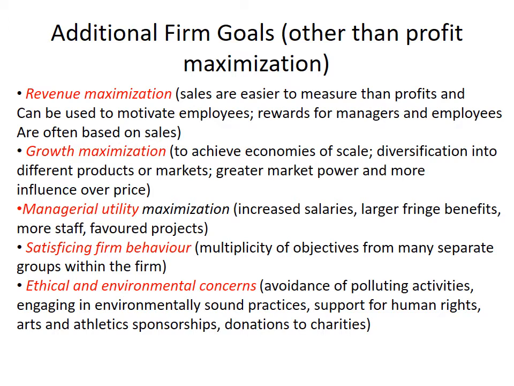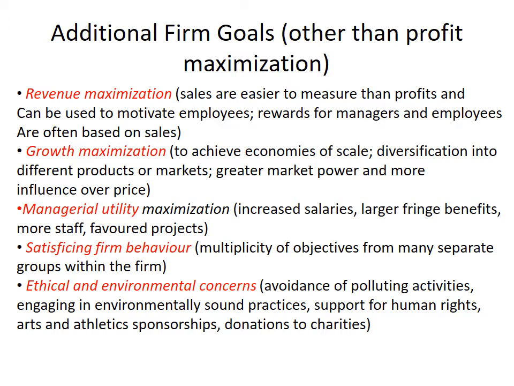There could be growth maximization. Maybe the company wants to get larger, so they get economies of scale where they lower their average unit cost. They might want to diversify into different products or markets. They might want greater market power and more influence over price. Managerial utility. Utility is what economists use for the term satisfaction. So increased salaries, larger fringe benefits, more staff, favored projects, that might be the goal.